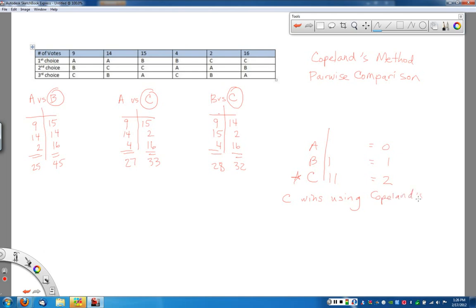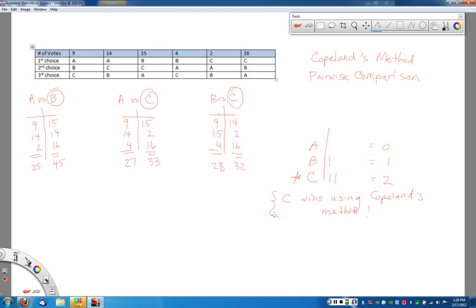When we do all of those pairwise comparisons, C comes out ahead. Okay, and so that's our winner using the Copeland's method process. The nice thing about Copeland's method, again, is that if there's a Condorcet winner, it guarantees that the Condorcet winner will actually win the election every single time, no matter what. If there's not a Condorcet winner, it's all good.